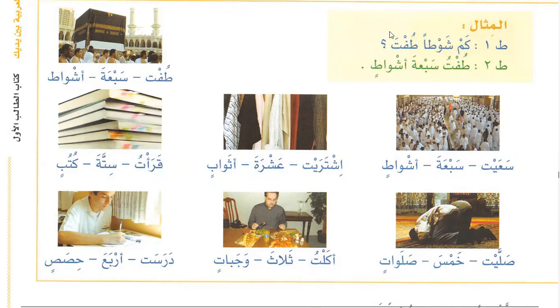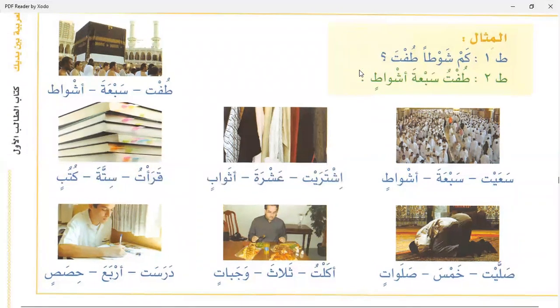Tufta, you did tawaf. Tuftu, I did tawaf. So who is now Miss Rina? You are first. Rizwana, you are second.